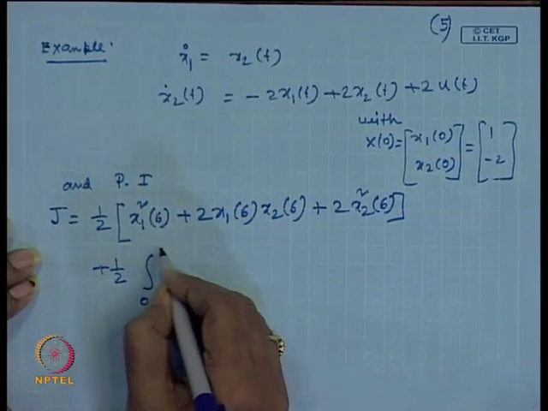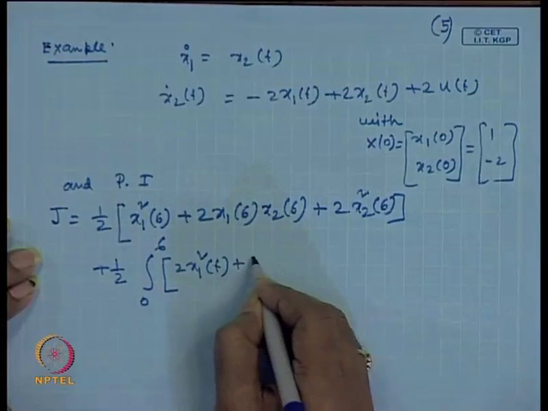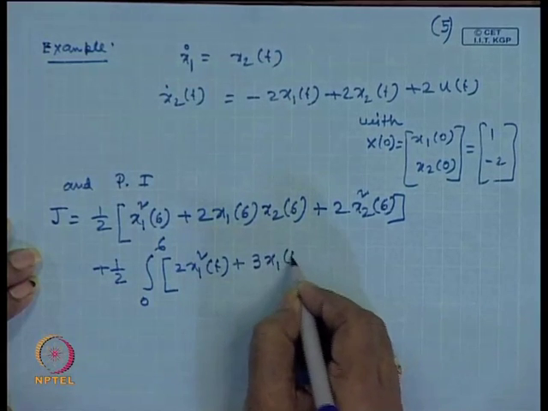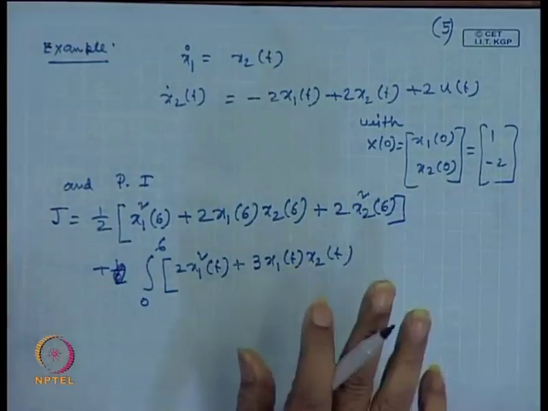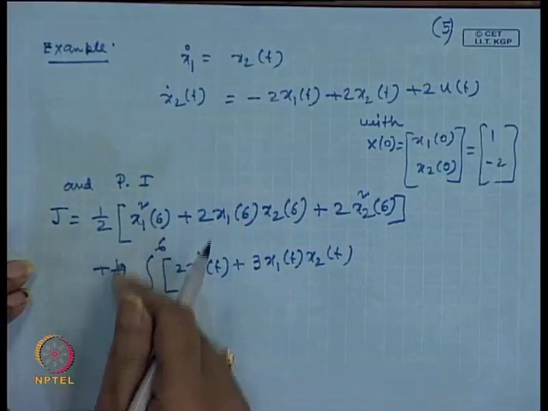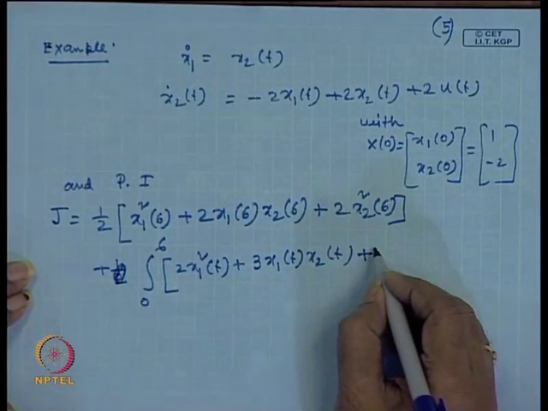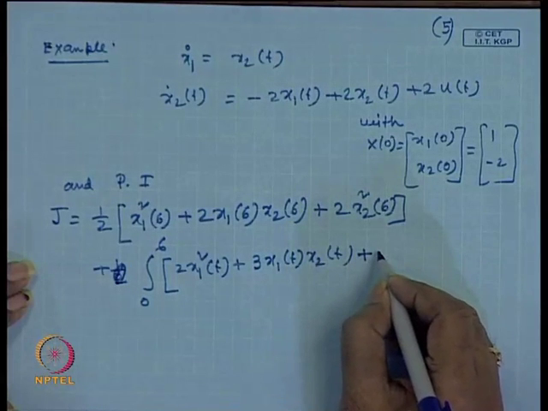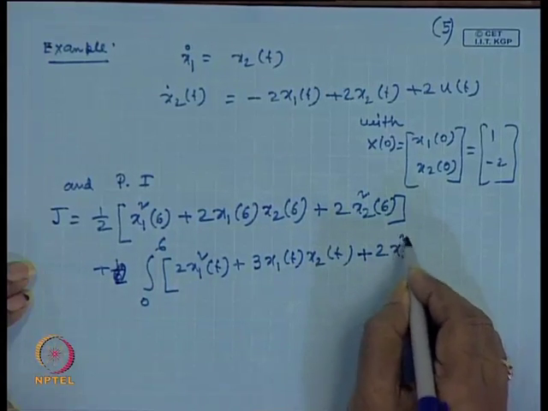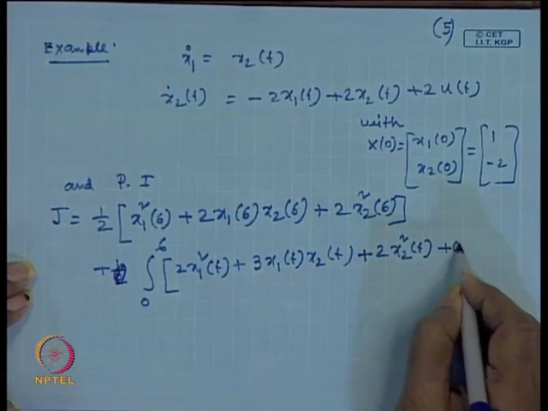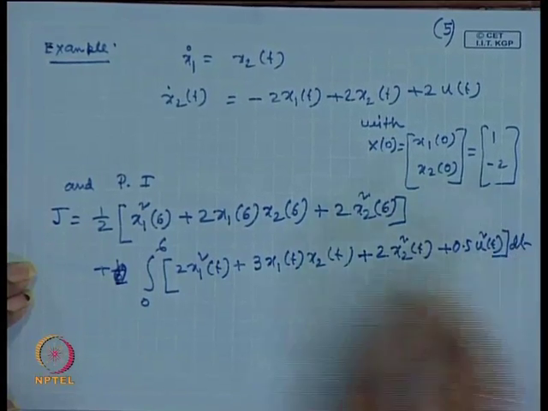the integration 0 to 6, then twice x 1 square of t plus 3 x 1 of t into x 2 of t, let us call this, half is not given. We have to formulate this problem keeping half. So, let us call it, half is not given. So, this is equal to then 0.5 of 2 x 1 square, then 2 x 2 square of t plus 0.5 u square of t whole dt. This is the performing index.